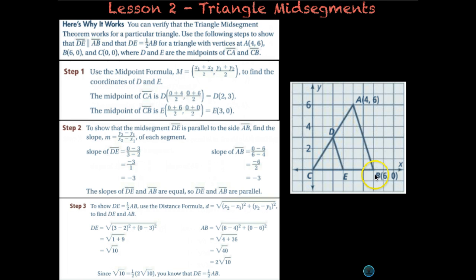We find the distance of AB, and we find it to be 2 times root 10. Well, 2 times root 10 is double root 10, so we know then that our theorem holds true. So DE is 1/2 of AB, or we can say that AB is twice the length of DE. We also have discovered that DE and AB are parallel, and all this is based on the idea that D and E are at the midpoint of the triangle legs that they intersect.